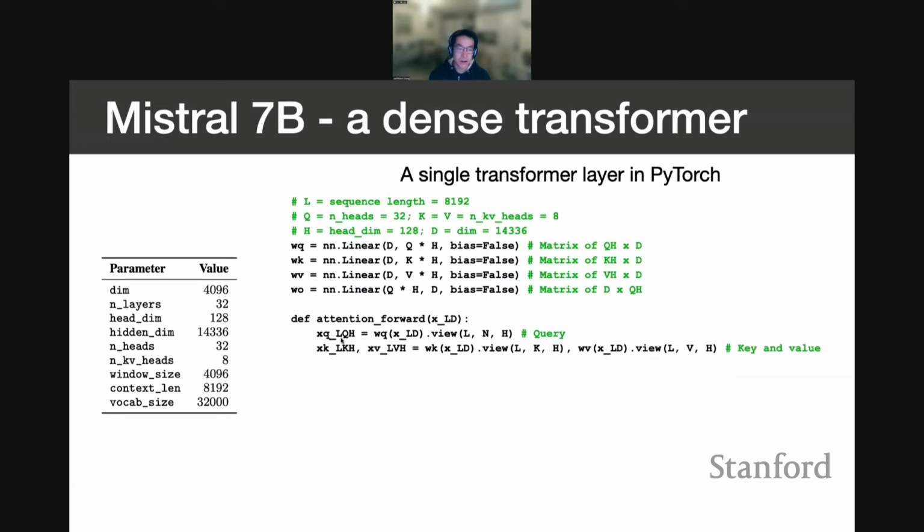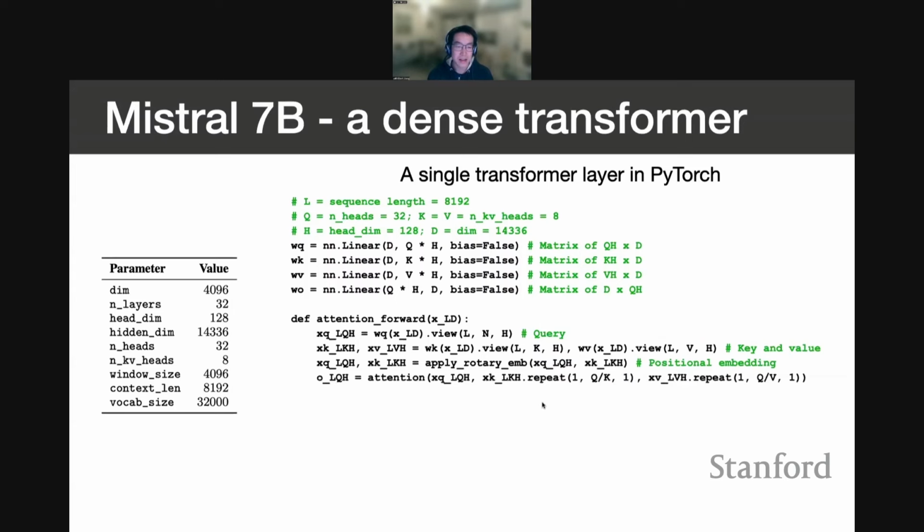So here their dimensions have been normalized to L and H, LKH and LVH respectively. And then you want to apply rotary embedding to your keys and queries. You don't really apply that to values. And then you do a very standard attention mechanism with the queries, keys, and values. To note here, we actually repeat the keys and values a couple of times to make their dimensions match with the queries. And then we just return the output multiplied with the output matrix. So this is your very standard attention forward layer.